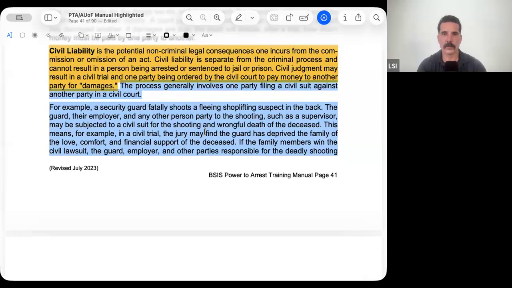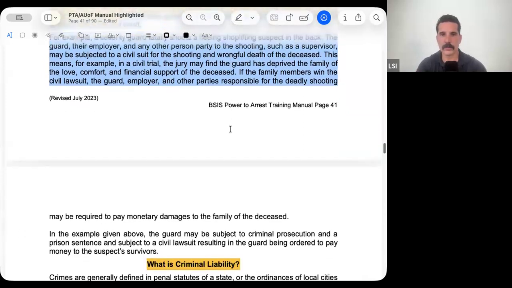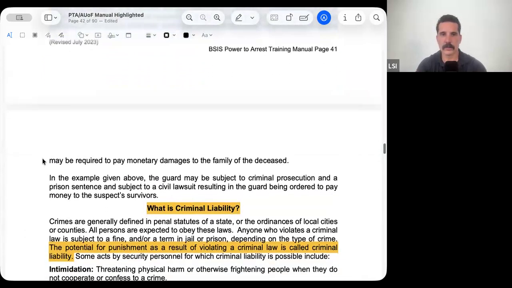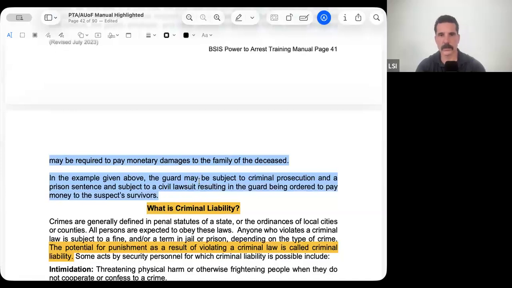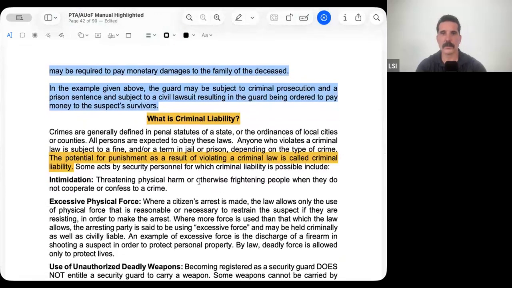If the family members win the civil lawsuit, the guard, employer, and other parties responsible for the deadly shooting may be required to pay monetary damages to the family of the deceased. In the example given above, the guard may be subject to criminal prosecution and a prison sentence, and subject to a civil lawsuit, resulting in the guard being ordered to pay money to the suspect's survivors.